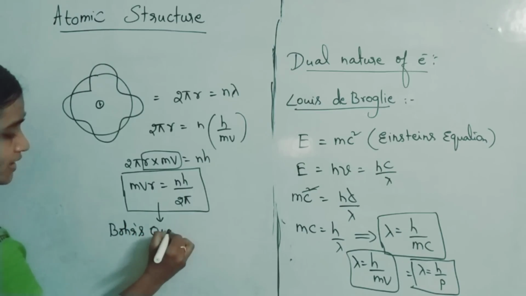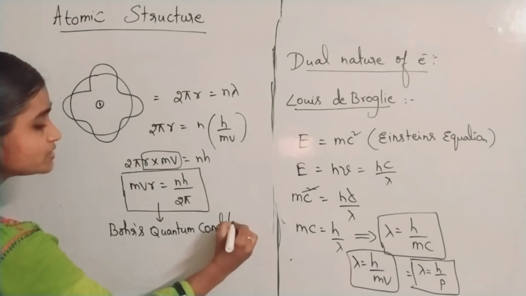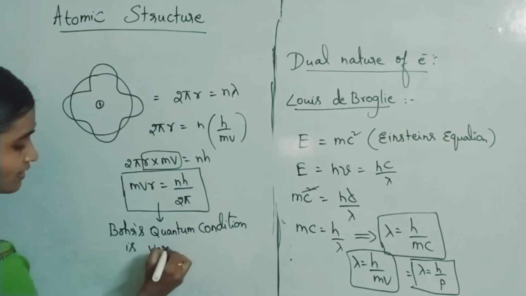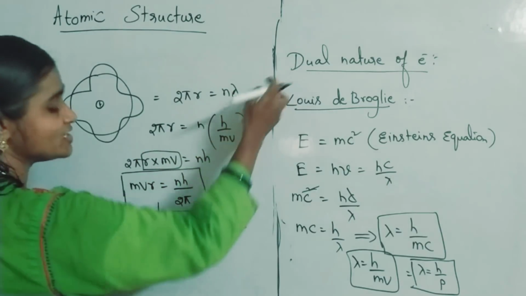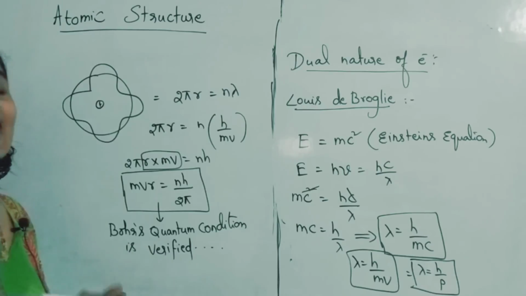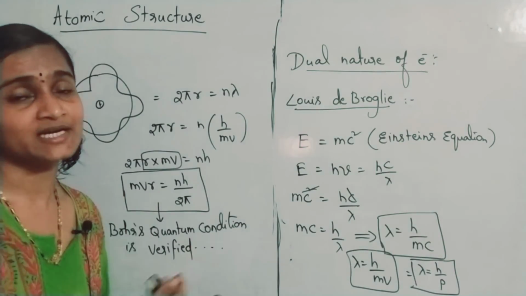So in that way, Bohr's quantum condition has also been verified with the help of Louis de Broglie's dual nature of electron. That's why de Broglie's wave equation is always in agreement with what? Bohr's quantum theory, Bohr's atomic model.